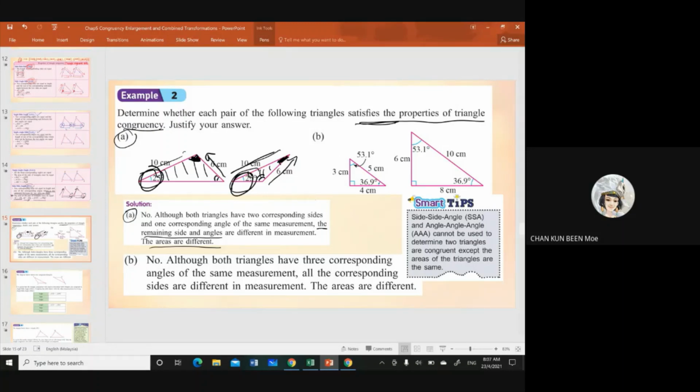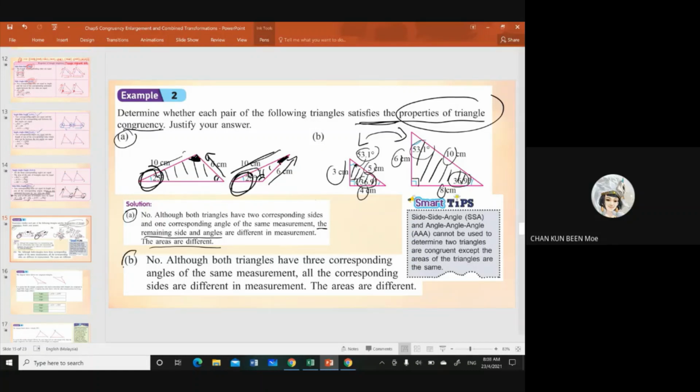Okay, this triangle, we have all the same angles, 36.9 for this one, and then 53.1, this one, a 90 degree here, this one. All the angles are the same. But if you refer to the sides, this is 4, this is 8, this is 10, this is 5, and this is 6, this is 3. They have all the corresponding angles, but they don't have all the corresponding sides, right? So meaning that these two don't satisfy the properties of triangle congruency because the corresponding sides are not the same. Therefore, the area is also different. One has a bigger area, one has a smaller area.